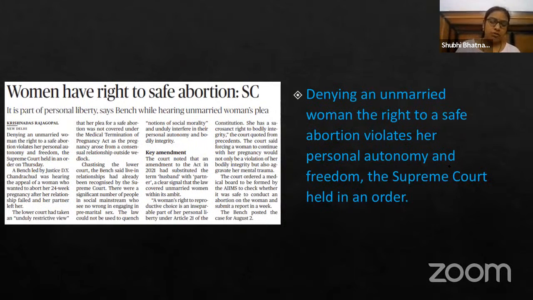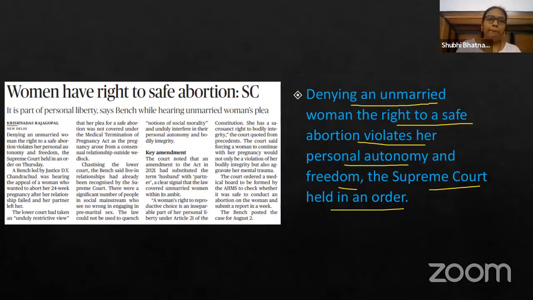Now we have another news which is very important, which is related to that denying an unmarried woman the right of a safe abortion violates her personal autonomy and freedom. The Supreme Court held in an order. So Supreme Court ने ये order दिया है कि जो women है they have the right to safe abortions. Okay, so this is basically for the unmarried women. So it is part of personal liberty, says bench while hearing unmarried women's.